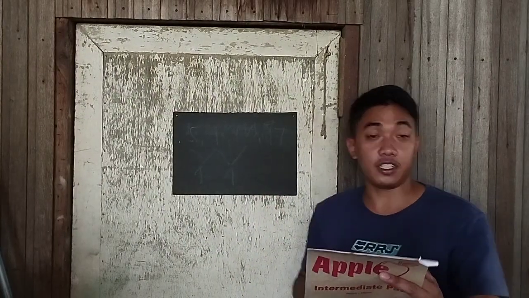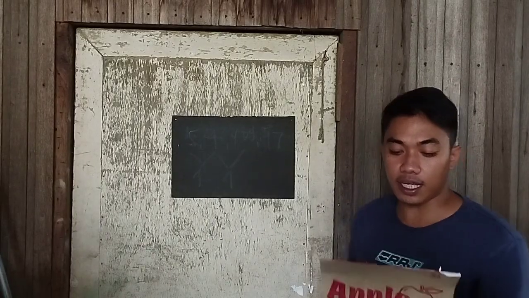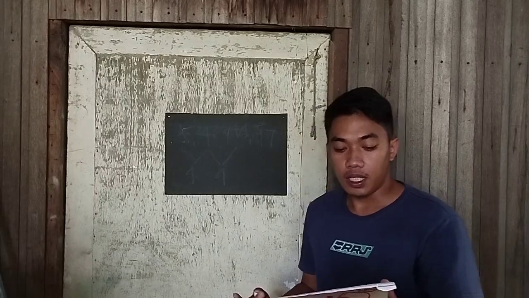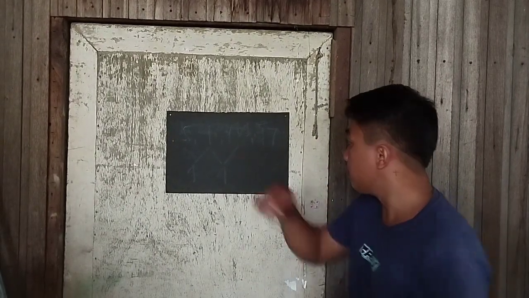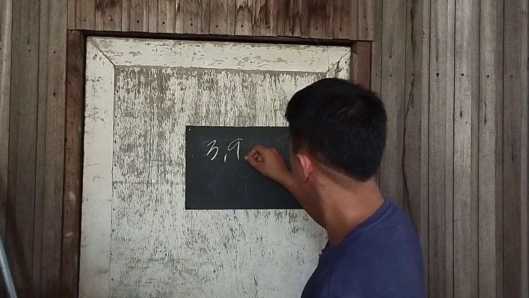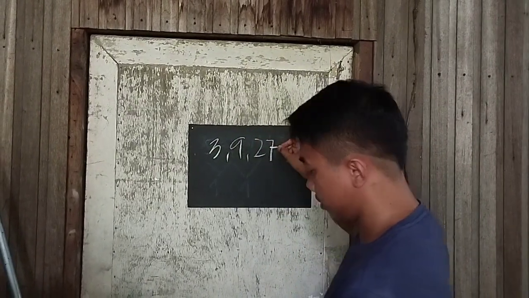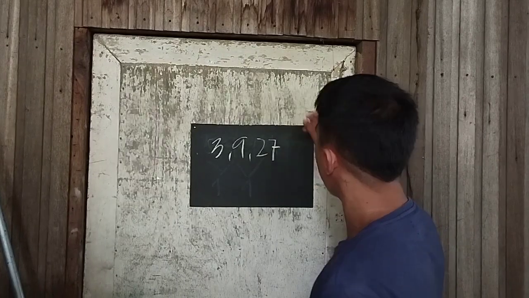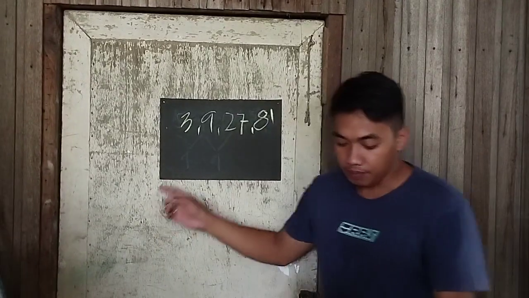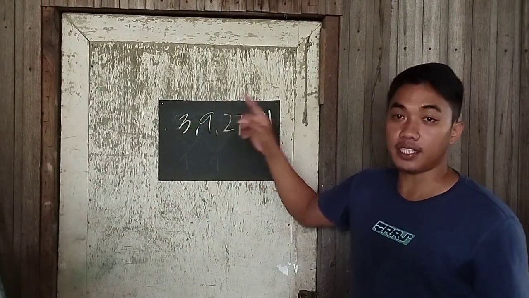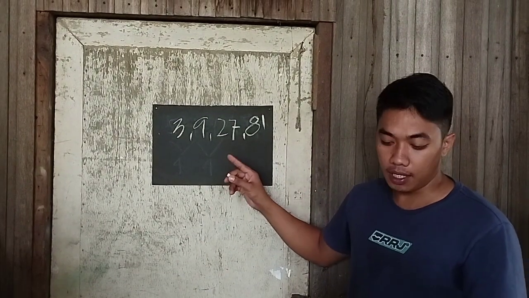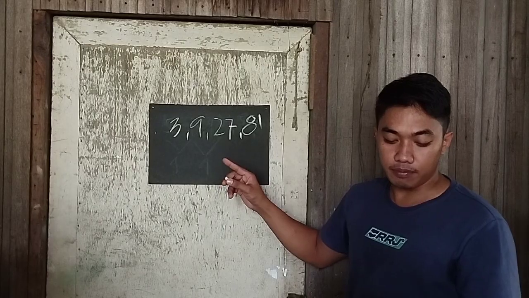Next, we have geometric sequence. It is a sequence that has a common ratio multiplied to the previous term to get the next term. For example, 3, 9, 27, and then 81. So, the common ratio for this is 3, since if we multiply each term by 3, we get the next term of the sequence.